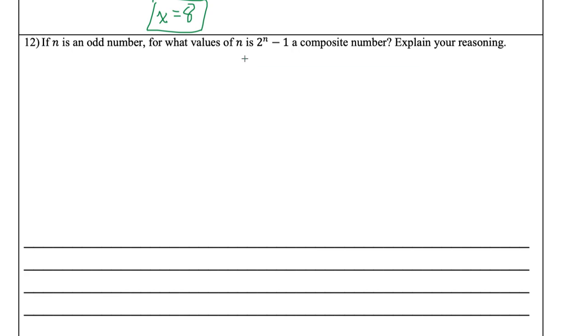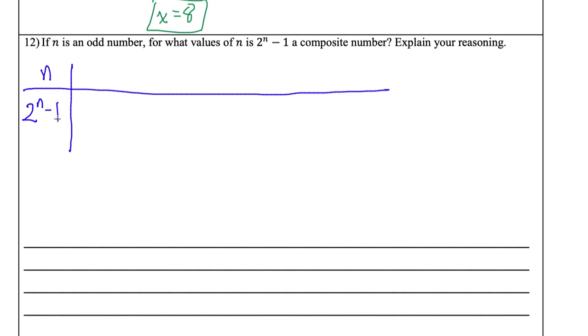So, I'm thinking about this problem. If n is an odd number, I'm just going to make a table. I think a table is probably the easiest way to do this one. Let's try it. Here's how my table is going to look. This is going to be n. I'm going to choose a value for n, and I can only choose odd numbers for n, right? And I'm going to see what happens to the value of 2 to the power of n minus 1.